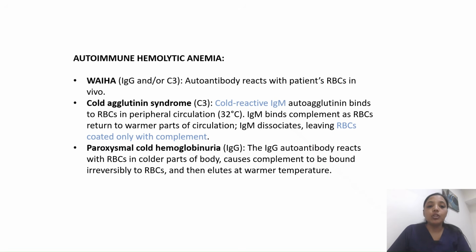In paroxysmal cold hemoglobinuria, the IgG autoantibody reacts with the RBCs in colder parts of the body, causes complement to be bound irreversibly to the RBCs, and then elutes at warmer temperature. So hence, in paroxysmal cold hemoglobinuria, the DAT positivity is towards IgG.